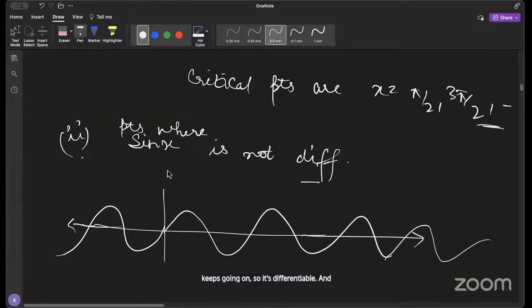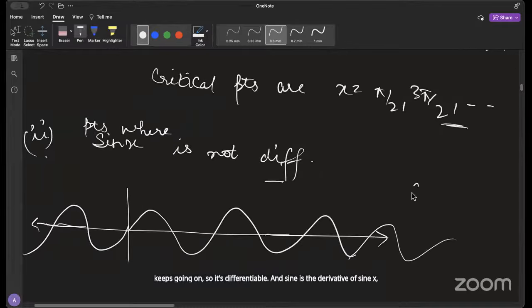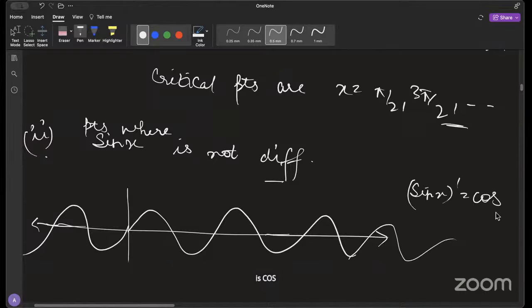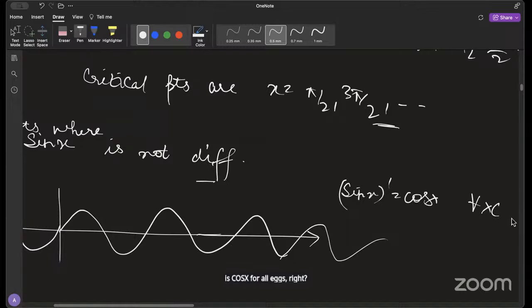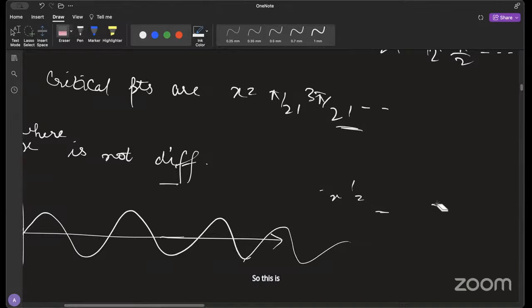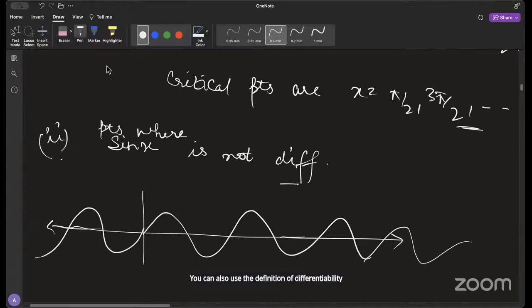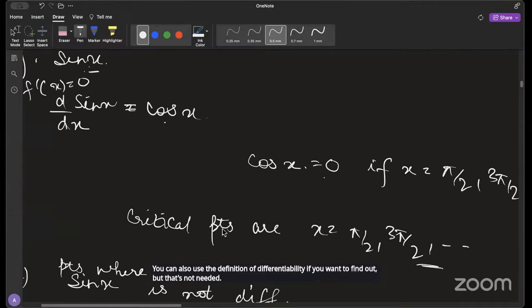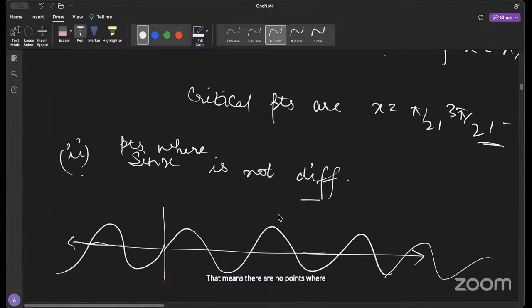And the derivative of sin x is cos x for all x, right? For all x belonging to real numbers. That means it's differentiable for all x. That's why this is the derivative, right? So it's differentiable everywhere. You can also use the definition of differentiability if you want to find out, but that's not needed. That means there are no points where sin x is not differentiable.